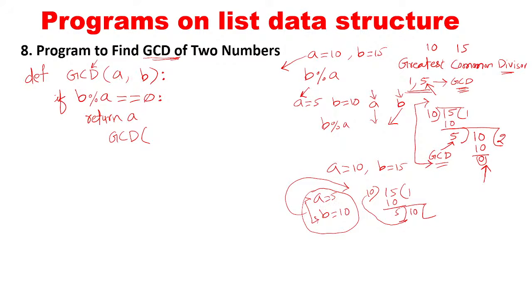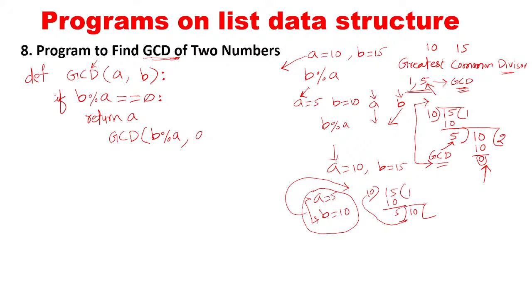But this time I need to pass new a and b values. What are my new a and b values? This remainder is my new a value. The first argument I should pass is the remainder, that means b mod a. Then the second argument b I should pass. Which is b here? Previously a value. So the previous a value now becomes the b value.